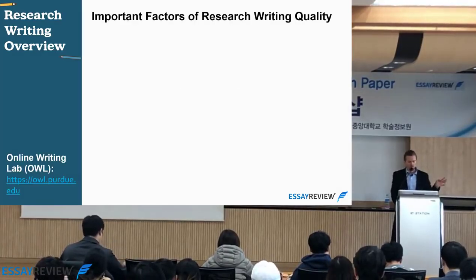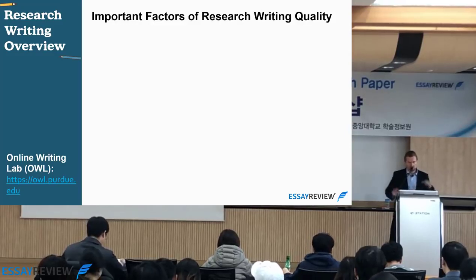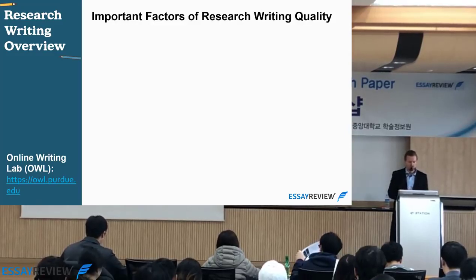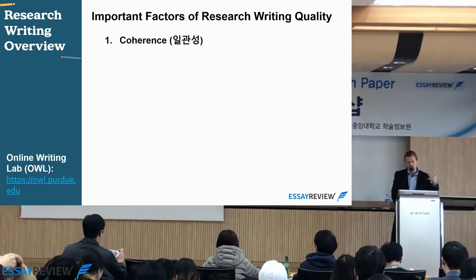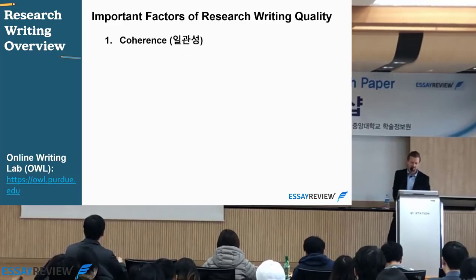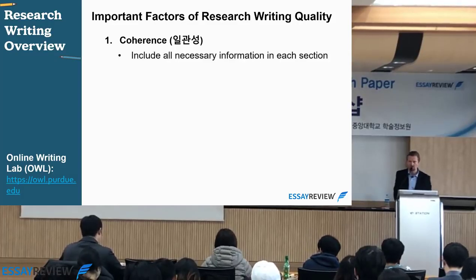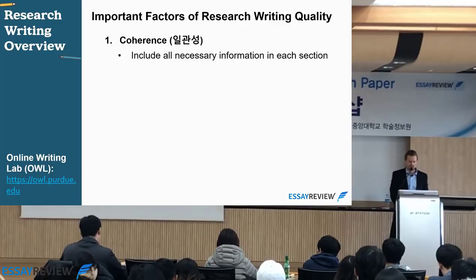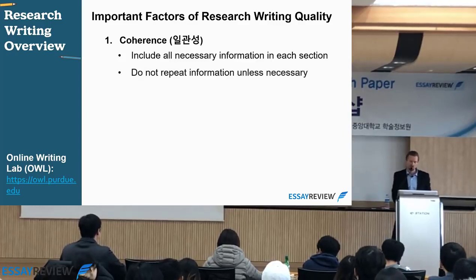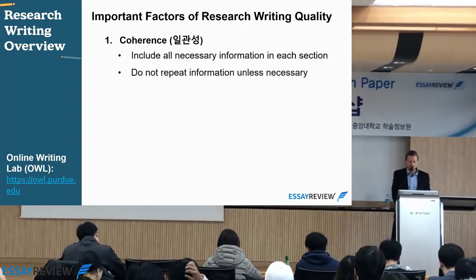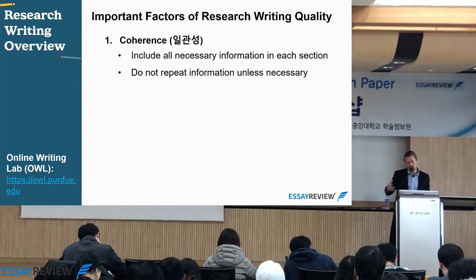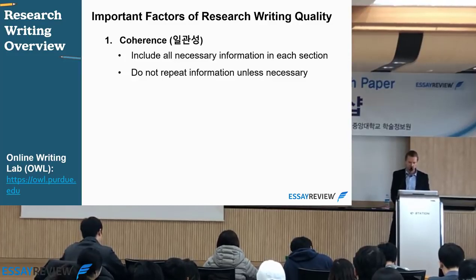So let's talk about 4 important factors of research writing. Now, this is not research itself, but research writing. So the first factor we're going to consider is coherence, and that means including all of the necessary information in every section. What is the necessary information? We will get to that later. It means not repeating the information. So in writing, we see many times writers use the same phrase again. It looks very unprofessional, so you want to try to avoid that.